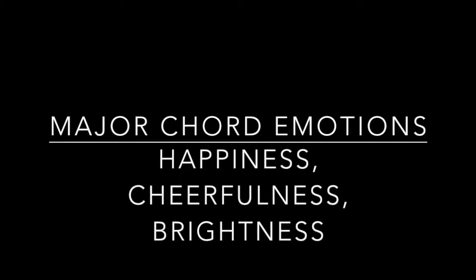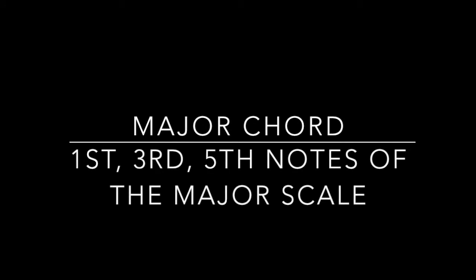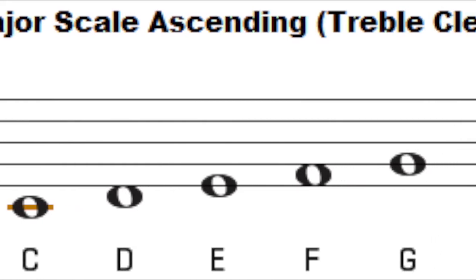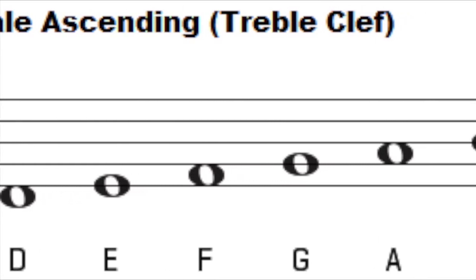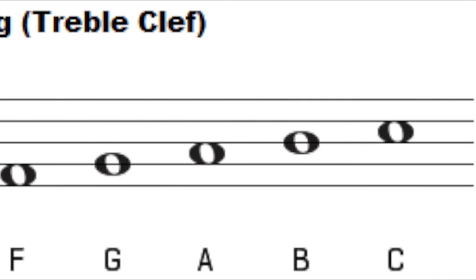Major chords. When you play a major chord, it conveys emotions of happiness, cheerfulness, and brightness. A major chord consists of the first, third, and fifth notes of your major scale. So let's take a quick look at our C major scale. We have C, D, E, F, G, A, B, and then C again.